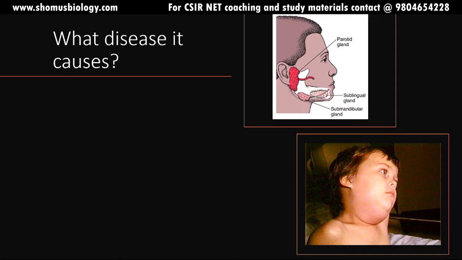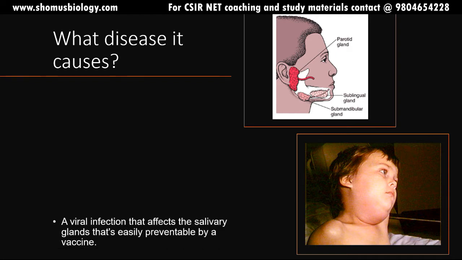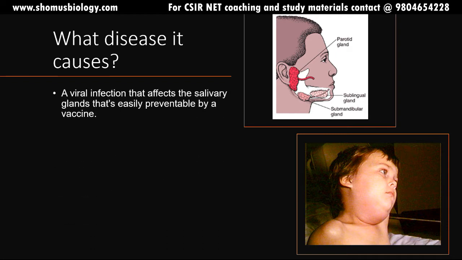Basically, there is a swelling of these glands after the onset of infection. That is what is remarkable, and that is what we can see from outside as a visible sign of this disease. So what disease does it cause? As I said, a viral infection that affects the salivary glands, all these 3-4 types of salivary glands, and it is easily preventable by a vaccine.